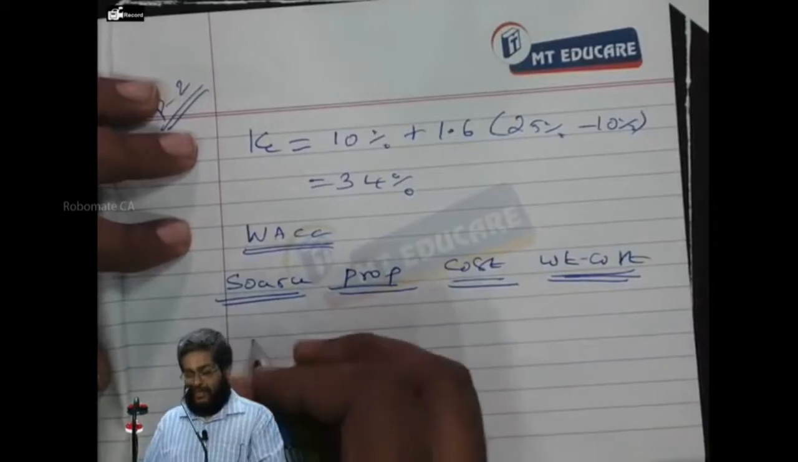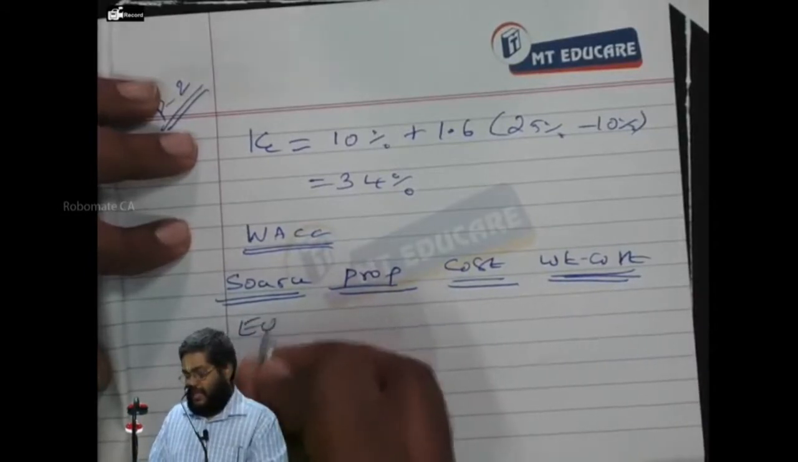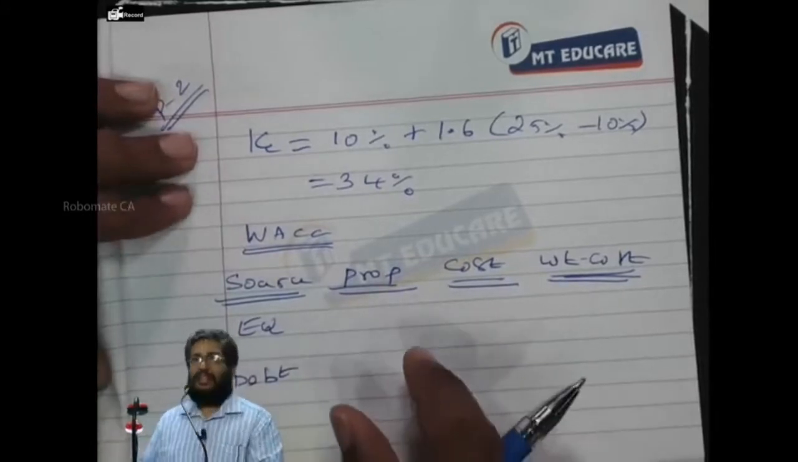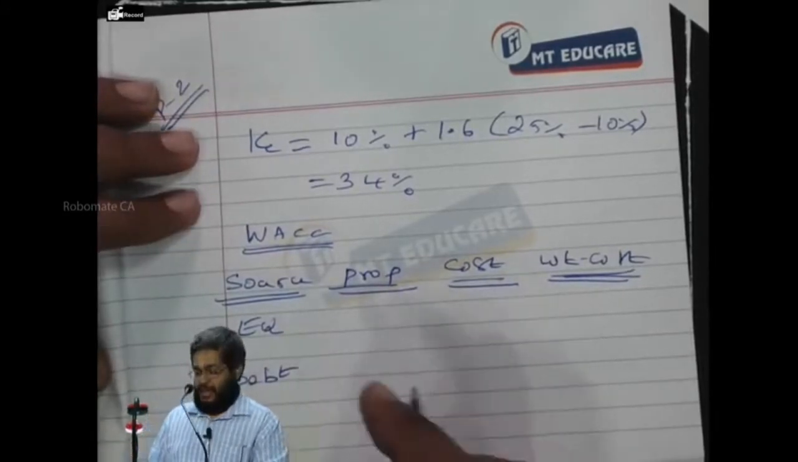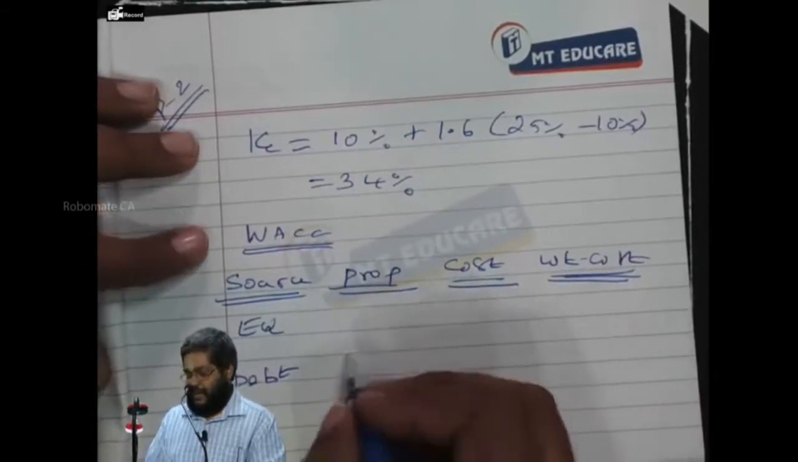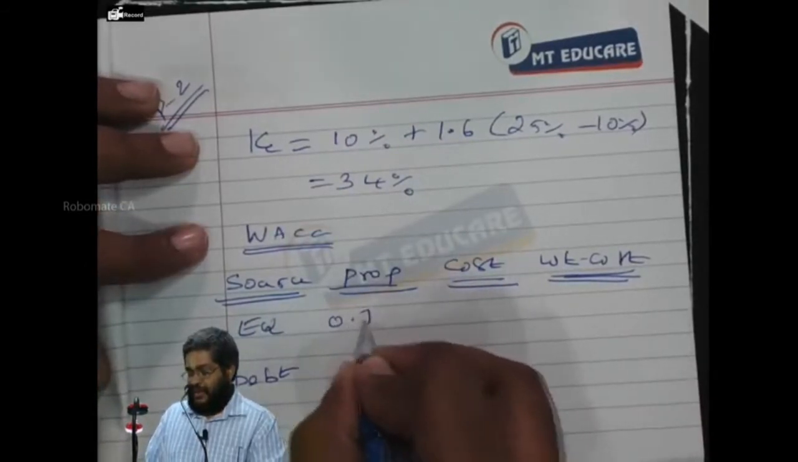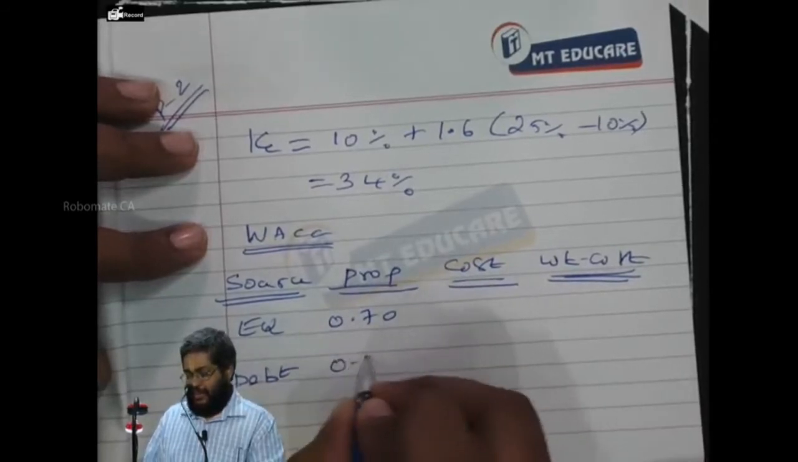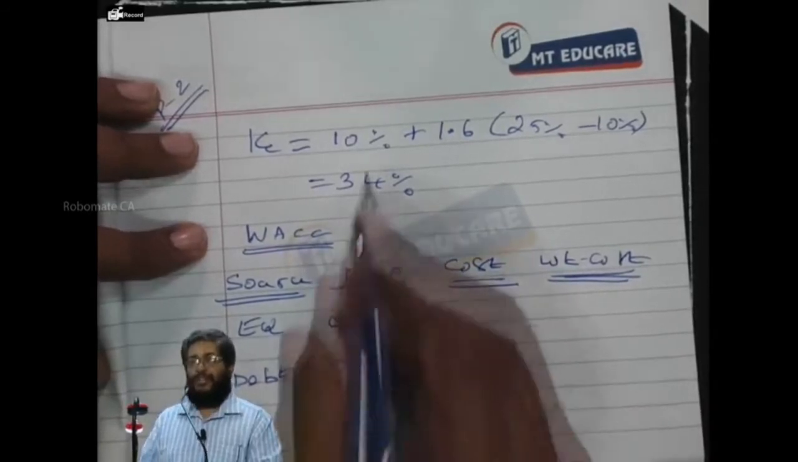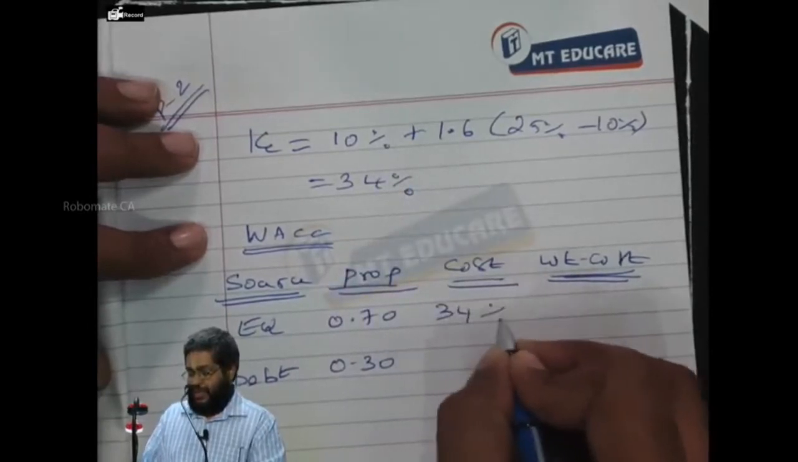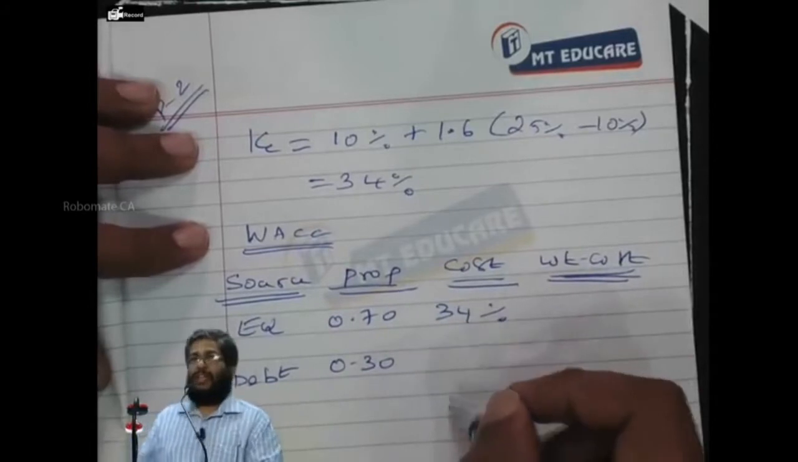What are you writing along with me? What are the 2 sources of finance? Equity and then debt. What is the proportion of equity here? Equity proportion is 0.7. Debt proportion is 0.3. Tell me, what is the cost of equity? 34%. Cost of equity is 34%.